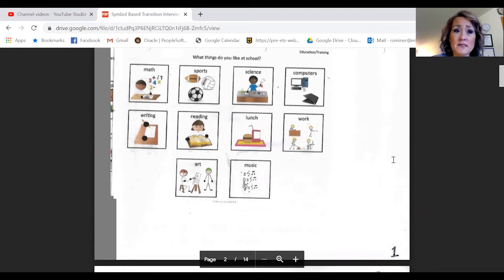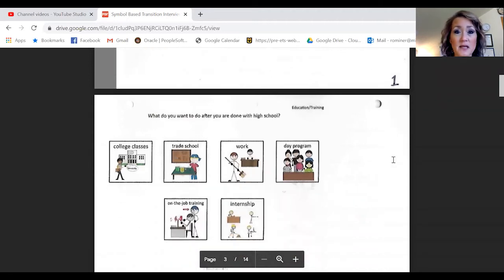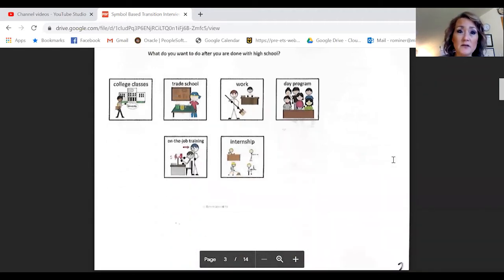So they're going to look at them and say, math, do you like numbers? Do you like counting money? Sports. Obviously, the balls are going to help them indicate that, oh, playing with balls is like sports. Science, computers, writing, reading, lunch, work, art, music. All of these have pictures, and those pictures help your student know what you're talking about. A lot of these kids understand the words that I'm saying. It's pretty easy. And then you're just going to check the ones that they say they like.